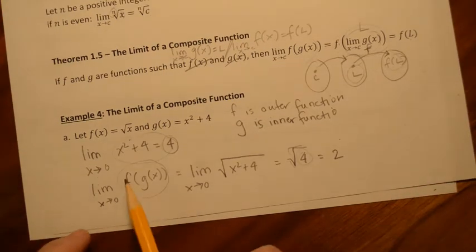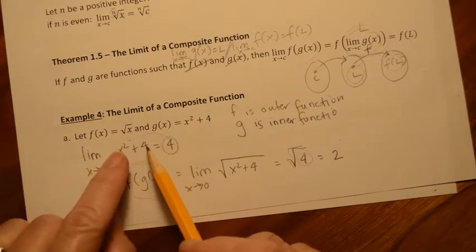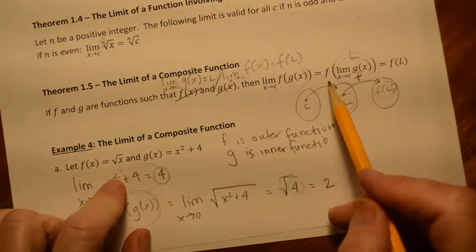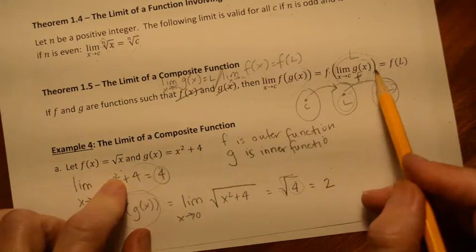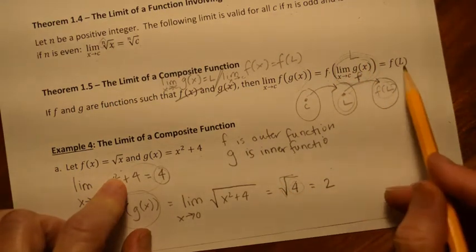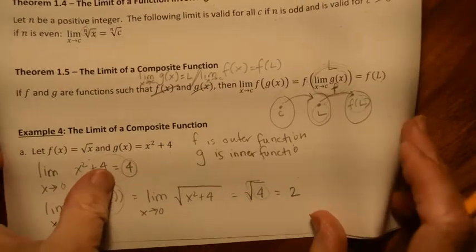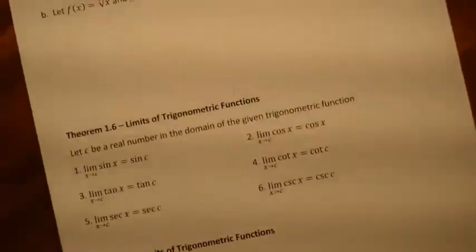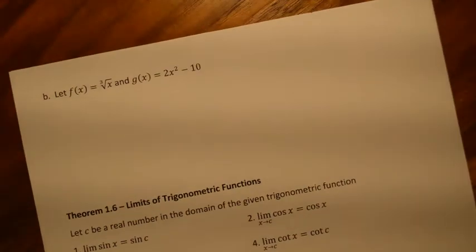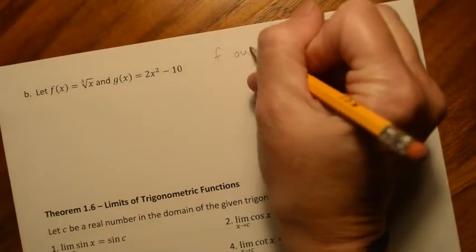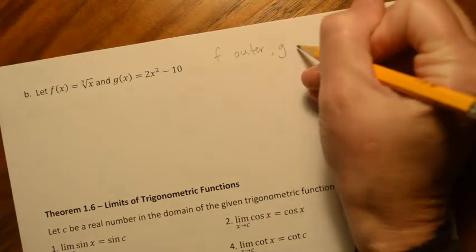All right, hopefully you're following along with what's going on there. Again, it's saying that we can just take f of the limit of the inside to get that outer value. Okay, and then we can do the same thing here. So again, f is the outer, g is the inner.